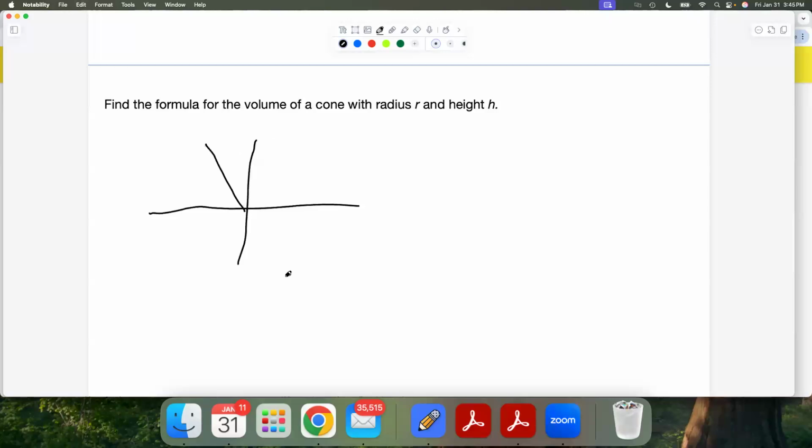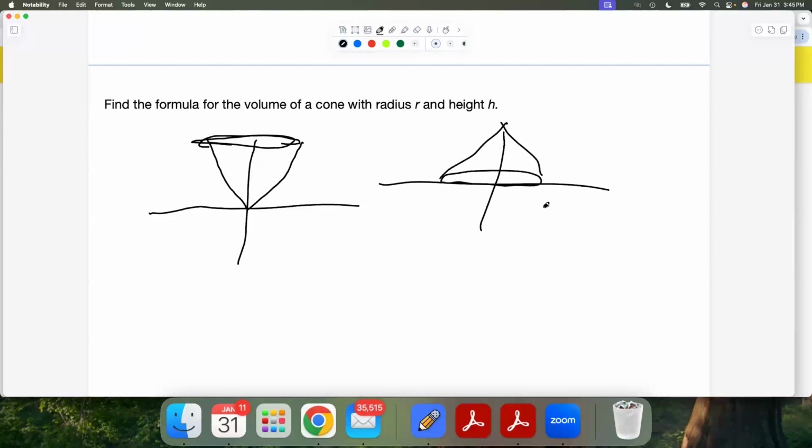Let me draw him a little better. Maybe I'm wrong. Maybe I still didn't draw very well. Maybe it would be better if I had the base down here and going up to a point. Maybe. But then, see, I would have, I don't know. It seems to me like this is going to be more work. I think it's going to be easier like this. Okay, so this will be my radius r here. This top where it ends up is the radius r, and then this height is h.